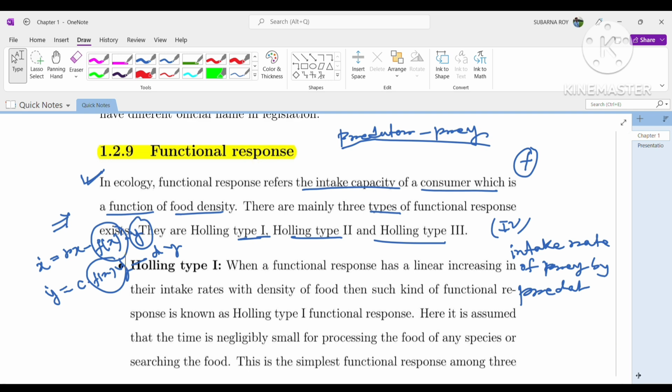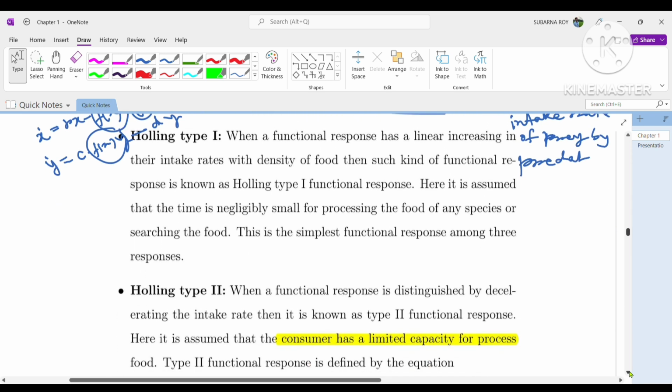First of all, Holling type 2 functional response we will discuss later. Thank you very much.